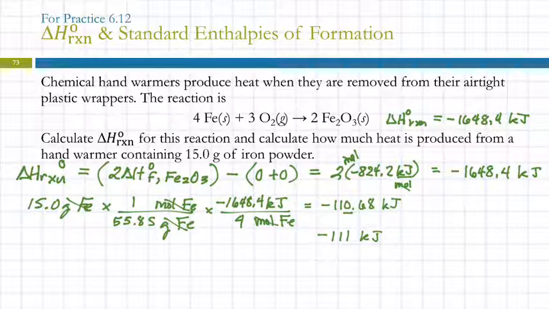You paid $3, right? So Mastering Chemistry would expect you to give an answer of positive 111 kilojoules. Is produced, words take the place of the negative sign. Any questions?